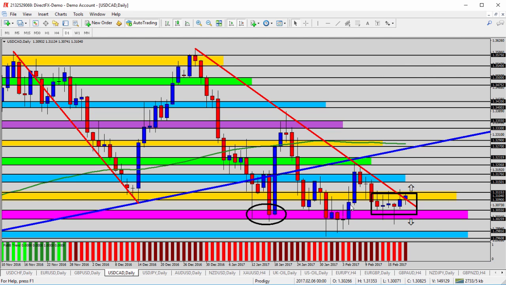So we need a breakout of this zone of congestion or range, whatever you want to call that little black box. It needs to get outside there before we can have our next real significant market movement. Stronger U.S. dollar sends this higher. Weaker Canadian dollar sends this higher. If it's the opposite, weaker U.S.